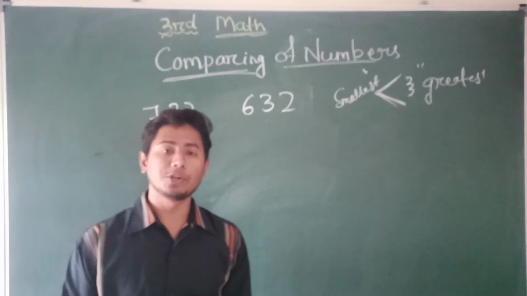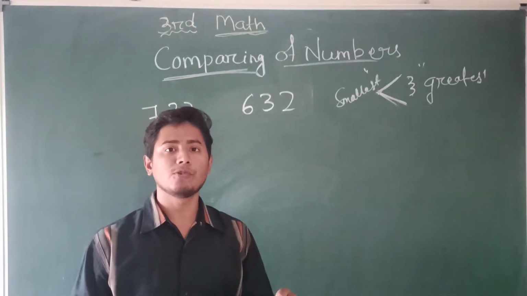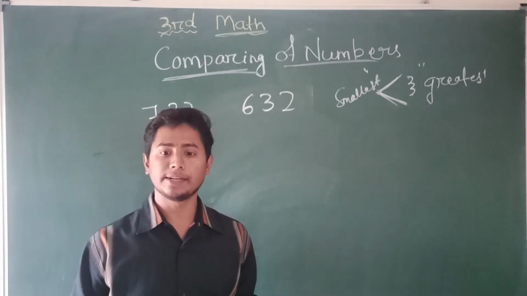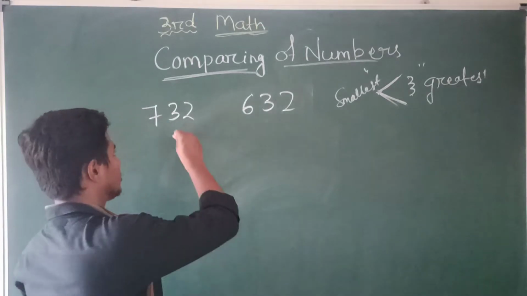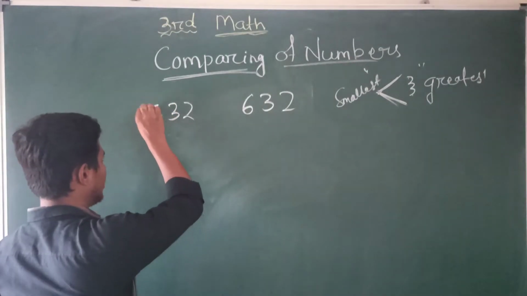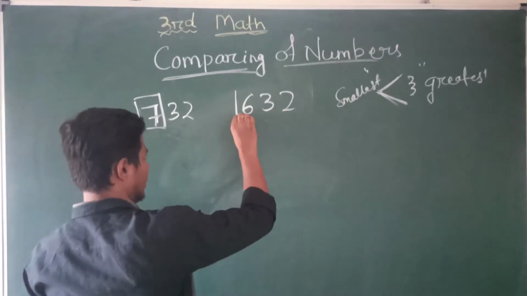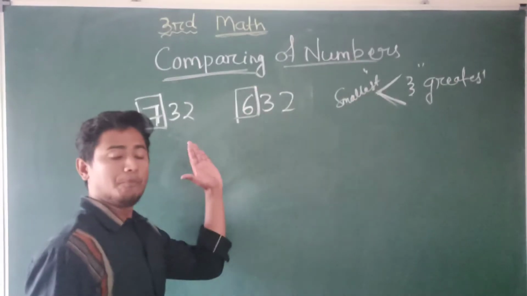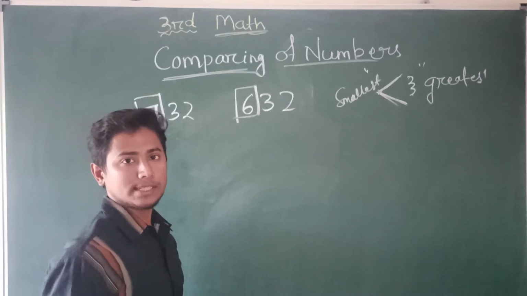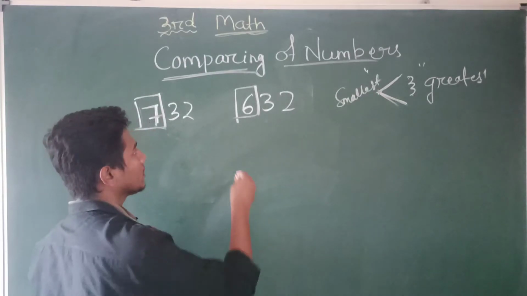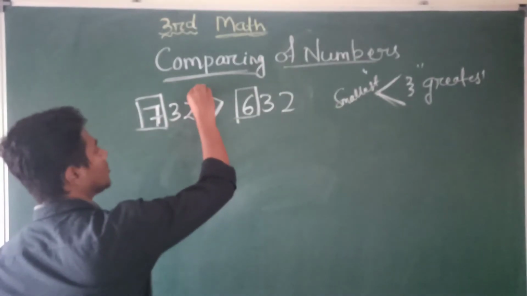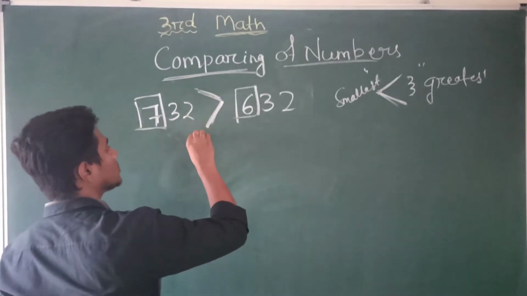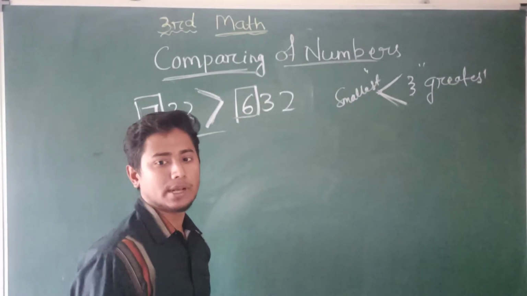I already told you, when you compare two numbers, you always start from the highest place. That means here the hundreds place. So start from the hundreds place. Here in the hundreds place 7 is there, but here in the hundreds place 6 is there. When you compare between 7 and 6, which one is greater? 7. So which side do I put the symbol? This side, because of that. Understood everyone how I compare?